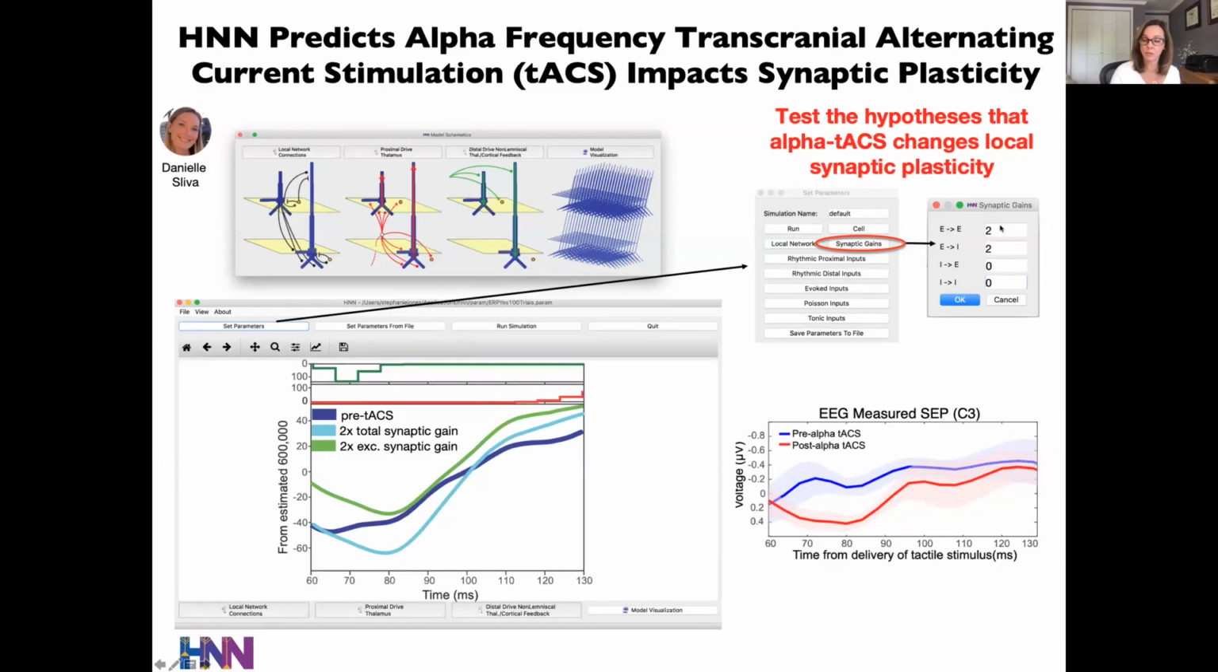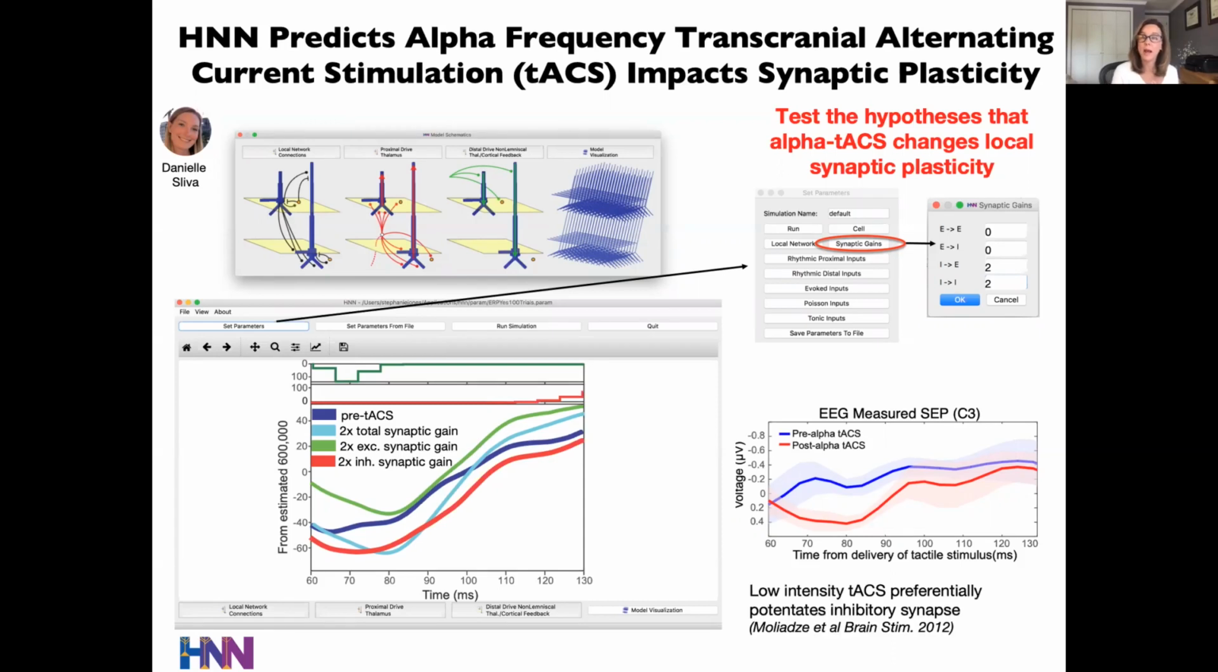Then we went in and we tested, well, what if it's only the inhibitory synapses? And so here we're increasing the inhibitory synapses by 2 times their strength. And indeed, that inhibitory synapse change was able to reproduce not only this peak difference that we saw near 70 milliseconds, but also the later response where we saw a lower amplitude throughout this post-stimulus period. And so the model is suggesting that what this alpha frequency stimulation is doing is creating a subtle change in the synaptic efficacy from the inhibitory neurons, and specifically only the inhibitory neurons.